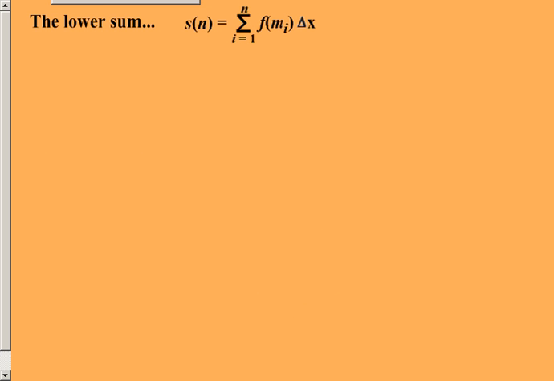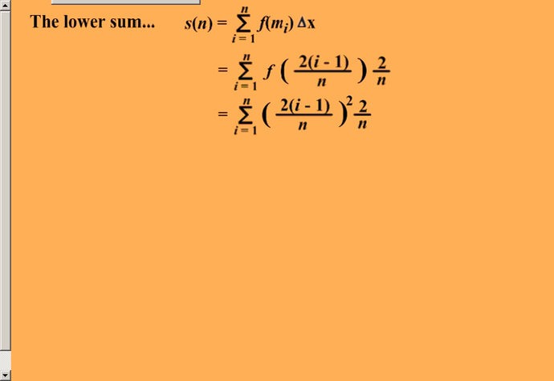Okay, back to the lower sum. The lower sum equals the summation from 1 to n of the function multiplied by the lower m value times delta x. Plugging the values that we just had in there, we have the summation from i to n of the function evaluated at 2 times i minus 1 over n times the delta x value, 2 over n.